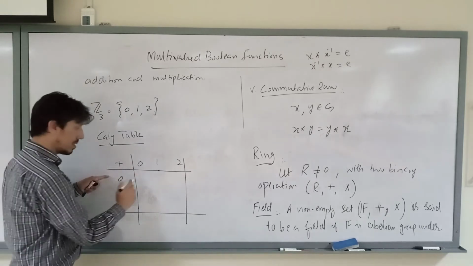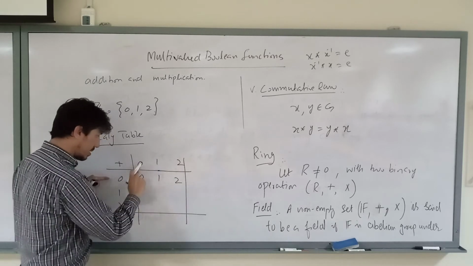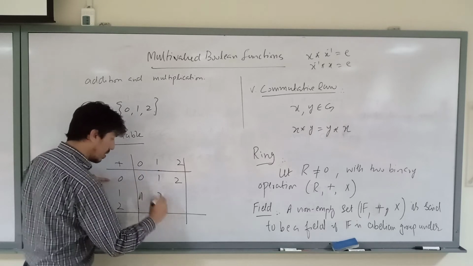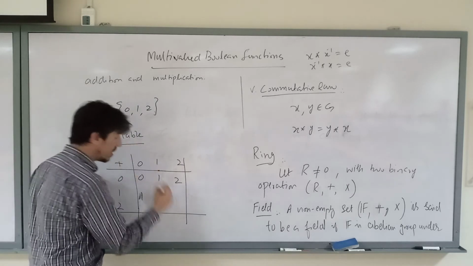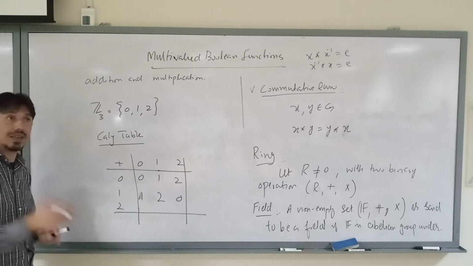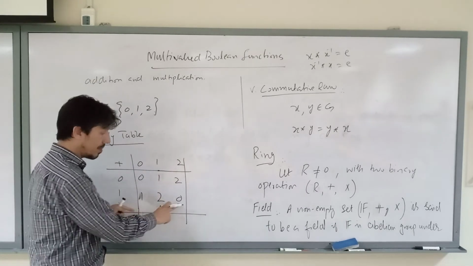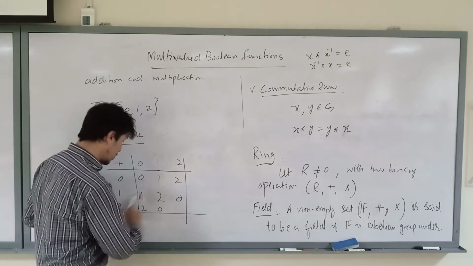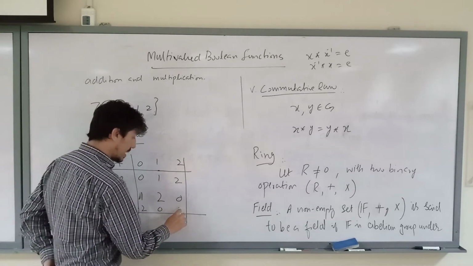So 0 + 0 is 0, 0 + 1 is 1, 0 + 2 is 2, 1 + 0 is 1, 1 + 1 is 2, 1 + 2 is 3, which under mod 3 is 0. As soon as the value is 3 or greater, divide it by 3 and write the remainder. Here we added and got 3, so dividing 3 by 3 gives remainder 0. Then 2 + 0 is 2, and 2 + 2 is 4, after dividing it by 3 you will get remainder 1.